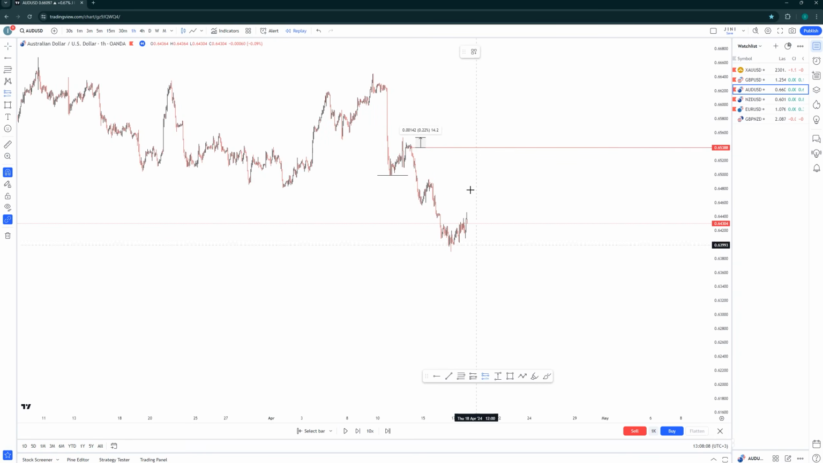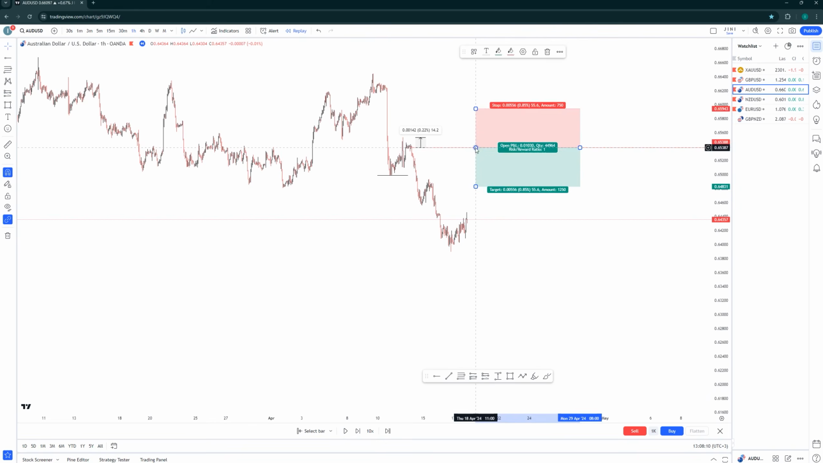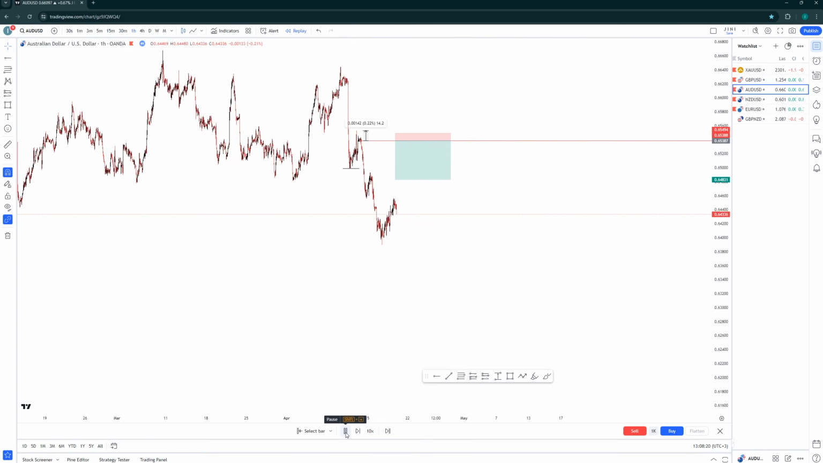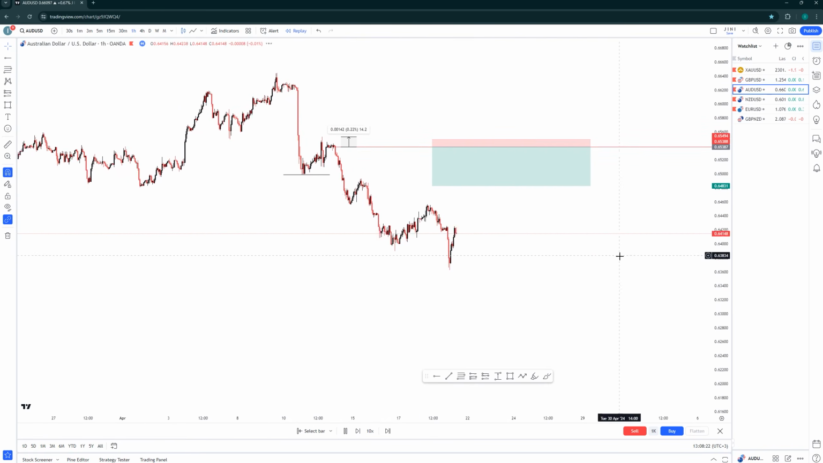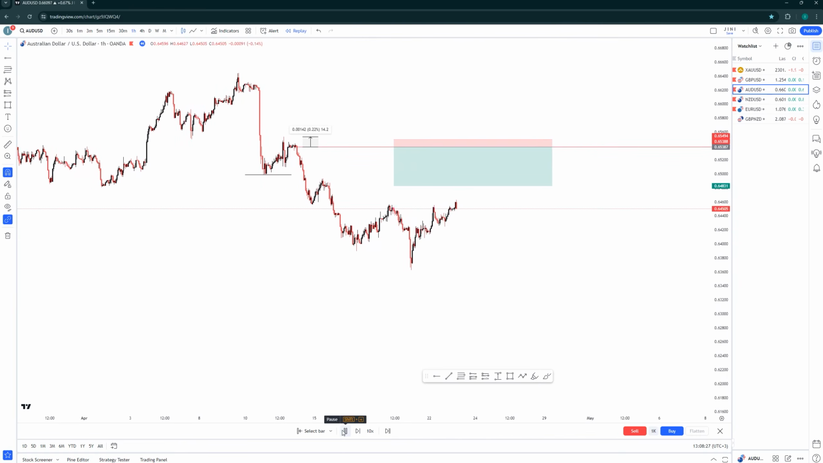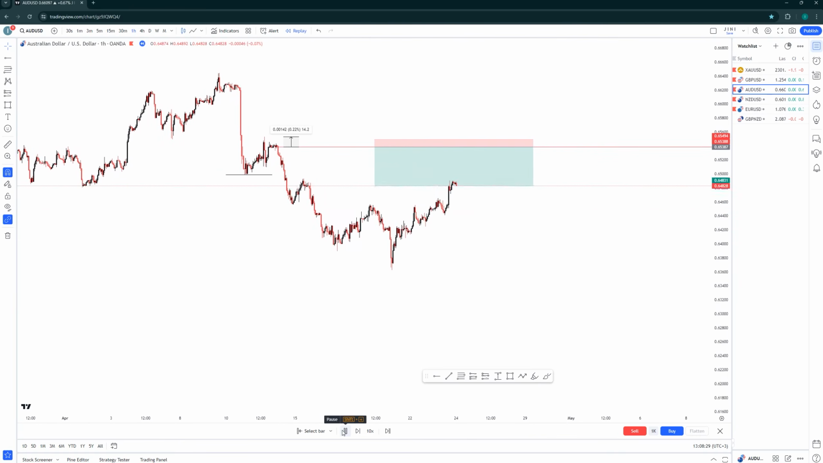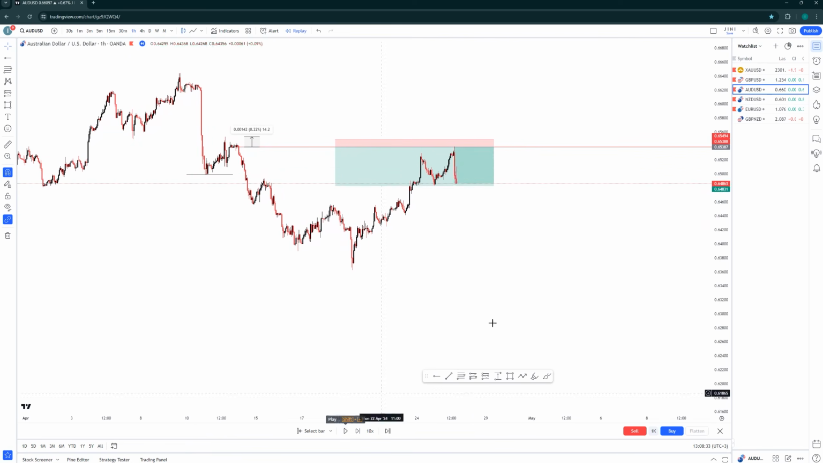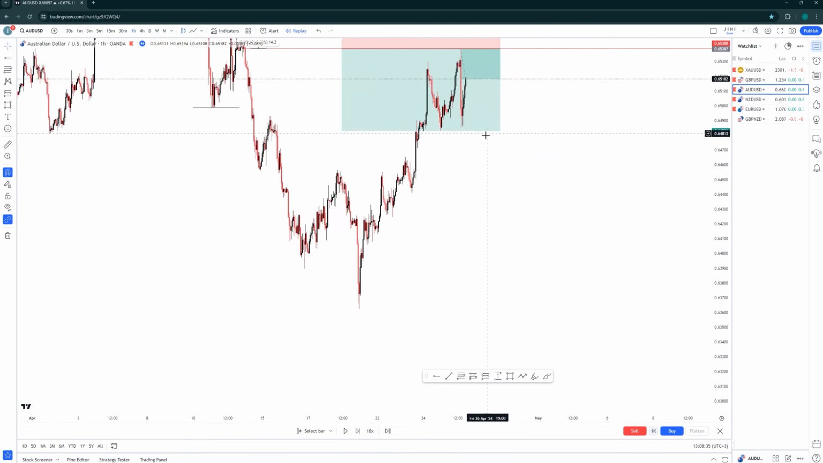So let's put our entry first, and let's add 10 pips. We will know. Let's see. The price went down, then up, like that. But before the price activated our entry, you can see this.